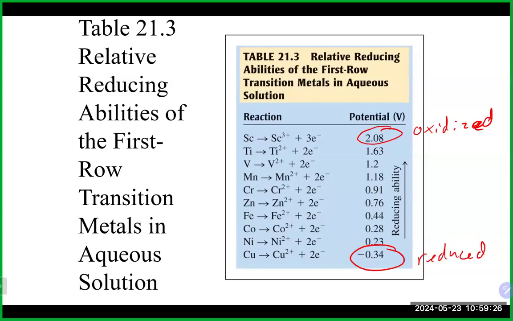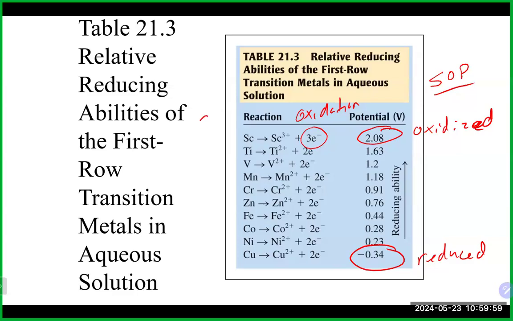And you might say, didn't we talk about the more positive one being the one that would be reduced? And we did. The difference is that in this case, these are all what type of reactions? These are all oxidation reactions. These are not SRP reactions, which are reduction reactions. This is sometimes referred to as standard oxidation potential. And what we see here is the opposite of what we talk about when we do an SRP.